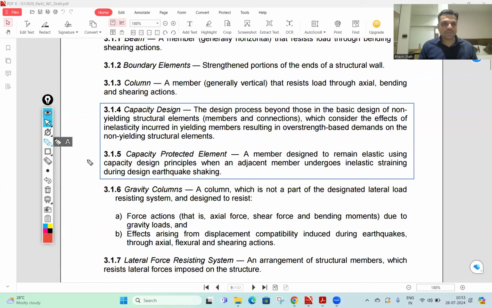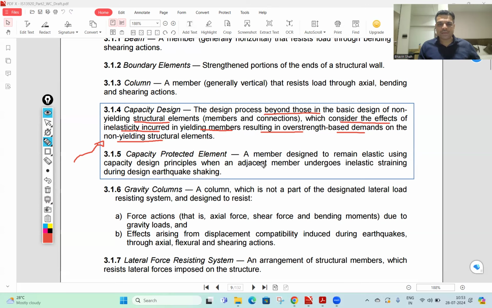These are a couple of new definitions. Capacity design: the design process beyond those in the basic design of non-yielding structural elements, members and connections, which considers the effects of inelasticity incurred in yielding members, resulting in overstrength based demands on the non-yielding structural elements. So there's a new definition added, capacity design. It's the same concept which is added in Part 1, so the same definition is mentioned here.